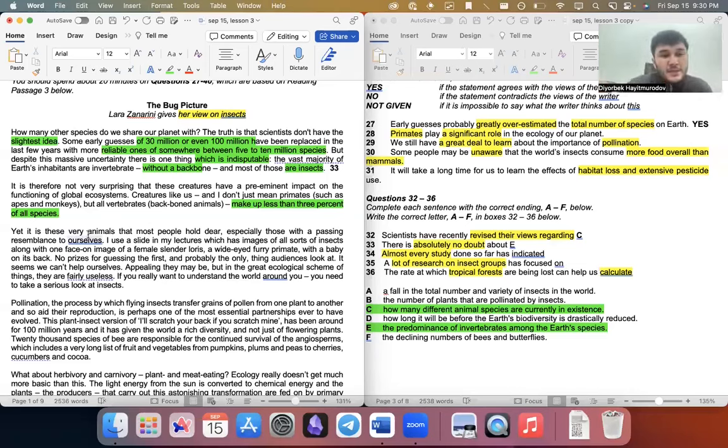Yet it is these very animals that most people hold dear. These very animals means these exact animals, meaning primates; we hold them dear. Do you guys know the expression, if you hold somebody dear? What does it mean? Not in the physical sense of the word. If you hold somebody dear, you think they are close to you, you respect them, you appreciate them, right?